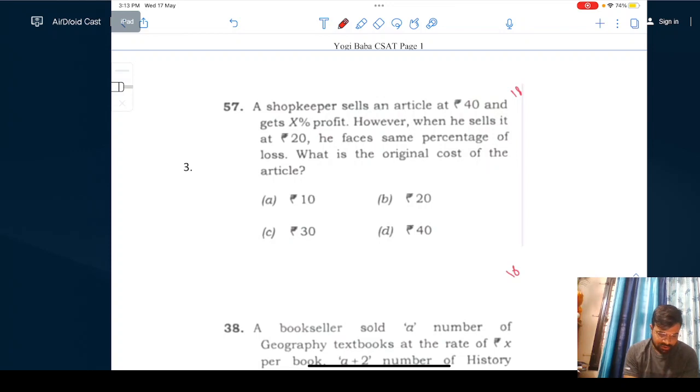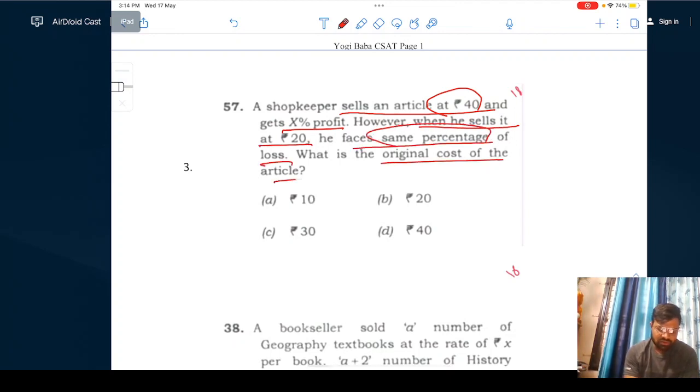Okay, now third question. A shopkeeper sells an article at 40 rupees and gets X% profit. When he sells it at 20 rupees, he faces the same percentage of loss. What is the original cost of the article? See, this is a very simple question. So what is the profit percentage? Profit percentage is profit upon CP. Loss percentage is loss upon CP. Okay, this is same.